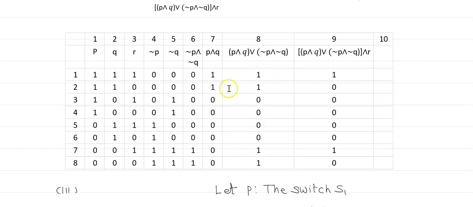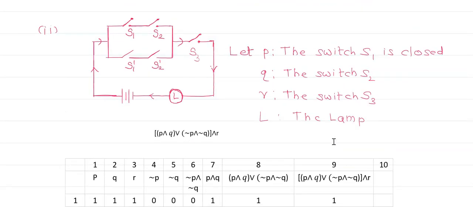That is 1 and 1 is 1. What about the next? 0 and 1 is 0, 1 and 0 is 0, 0 and 0 is 0. Next is 1 and 0 is 0. Next is 0 and 0 is 0. But next is the 7th row, that is 1 and 1 is 1. And last is 0 and 1, that is 0. In this way, we get the truth table for the given circuit.